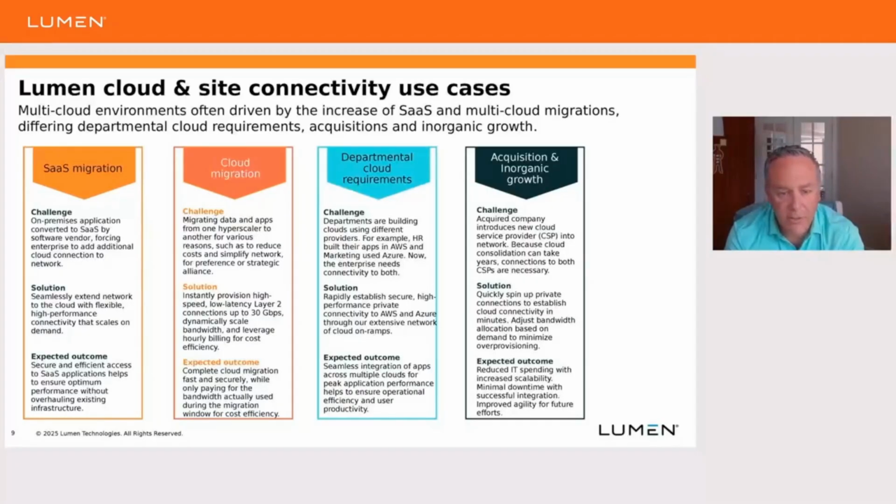Departmental cloud requirements. This is where you may have multiple groups within your firm that connect to various CSPs. So as you see, when Greg went through the portal, there's multiple opportunities, multiple on-ramps that you can connect to, even using that same port. So Lumen NaaS provides the ability to quickly connect to these multiple CSPs using that NaaS port. And this again allows for that quick continuation using your existing network to capitalize on those network investments that you've already made.